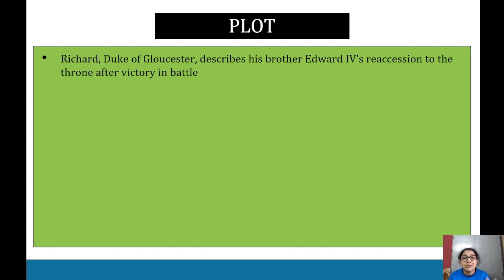This is the plot now. I'm talking in terms of the plot, not the real history. Just pointing that out in case.